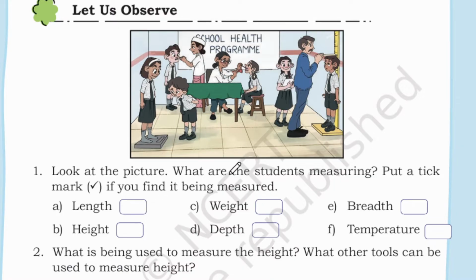Is the weight measured? Yes, look at the picture. The weight is measured here, so I'm going to put a tick mark. Is the breadth measured somewhere? No, it is not. Height? Yes, the height is measured here, so I'm going to put a tick mark. Is depth measured? No. Temperature? Yes, temperature is measured.